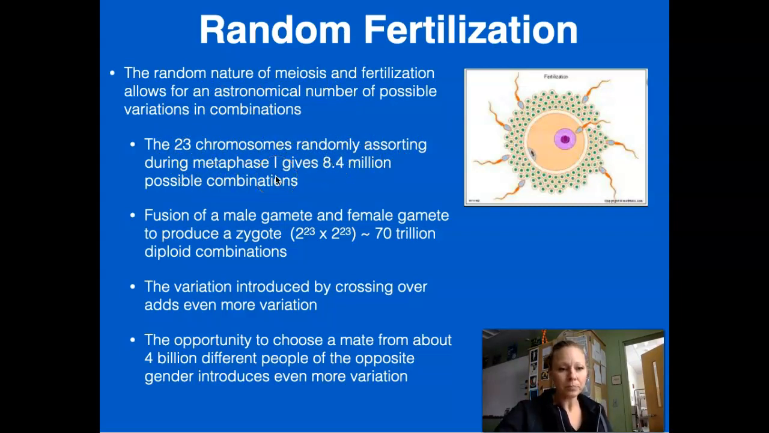You guys know that. But if we take 8.4 million combinations from the male, and 8.4 million combinations from the female, so 2 to the 23rd times 2 to the 23rd gives us 70 trillion different diploid combinations. This is astounding, the amount of potential variation. The variation also is introduced by crossing over, so that includes even more.